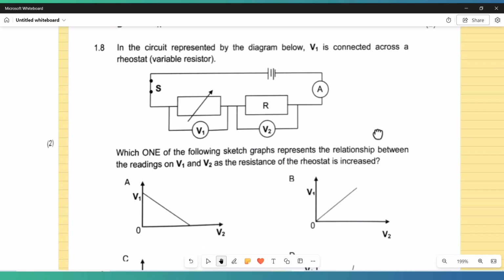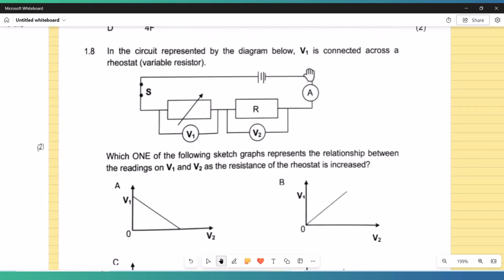1.8. They said that in the circuit by the diagram below, V1 is connected across a rheostat, that's a variable resistor. Which one of the following sketch graphs represents the relation between the readings on V1 and V2 as the resistance of the rheostat is increased? I repeat, V1 is connected across a rheostat, which means a variable resistor which can be increased or decreased. Then this one here we have as a constant resistor.